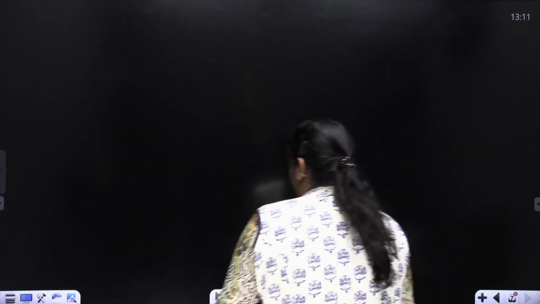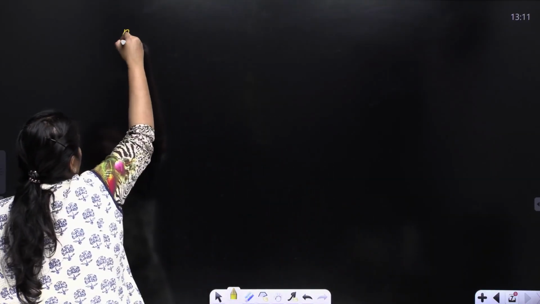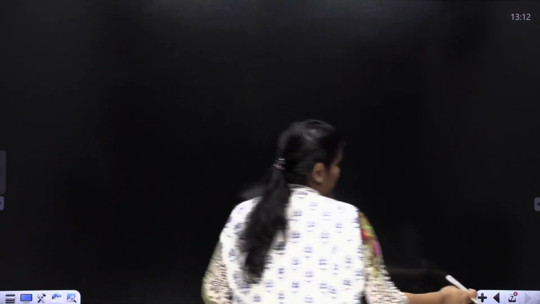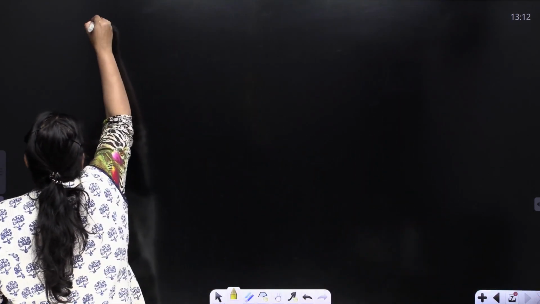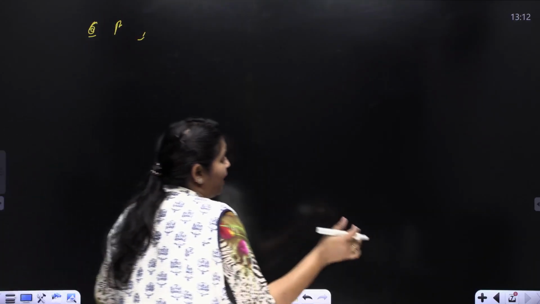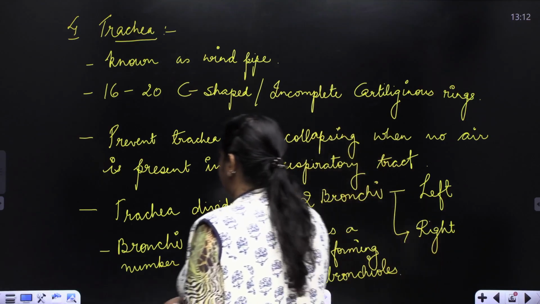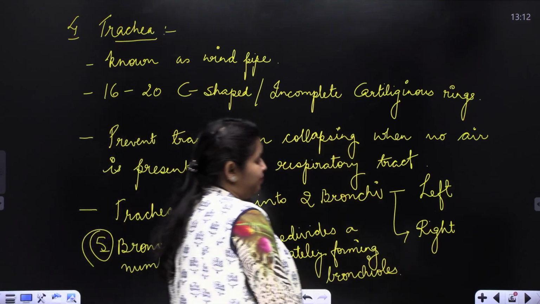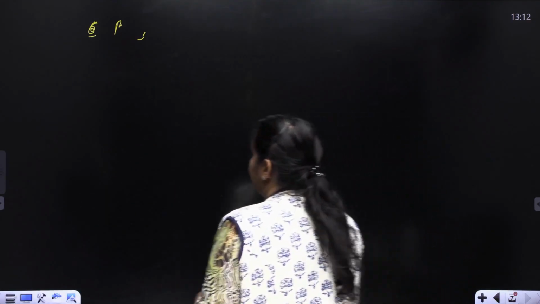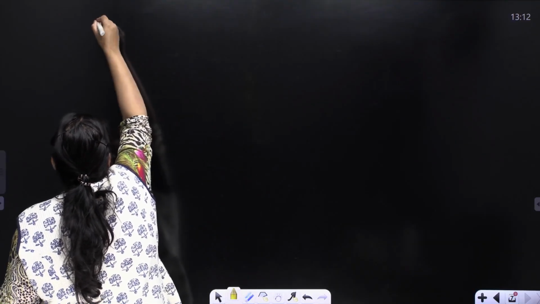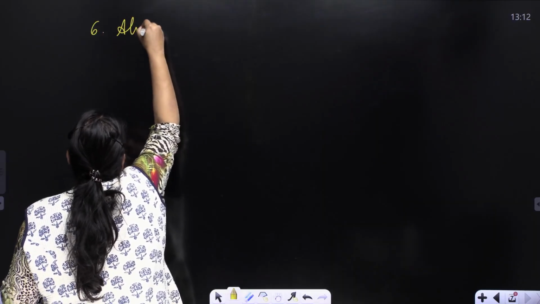Next, when we move on, the bronchioles. All right. So I think I'll write it as the next part only, the fifth one. Okay. I want you to make bronchi and bronchioles as the fifth part. All right. So the sixth part is the alveoli.